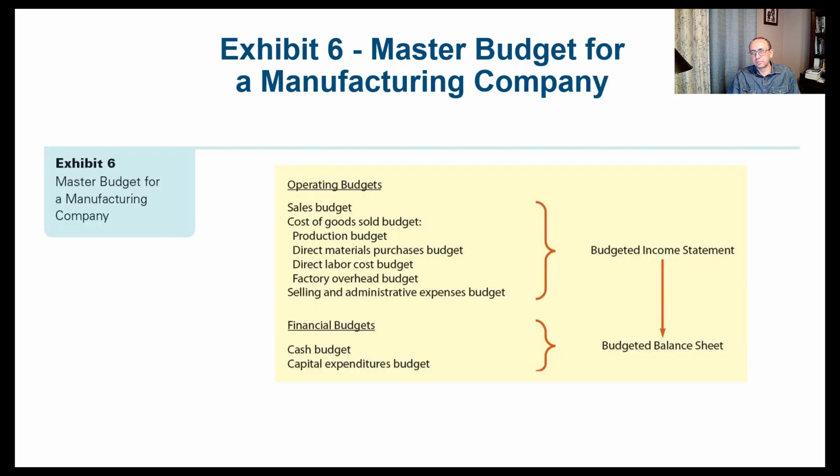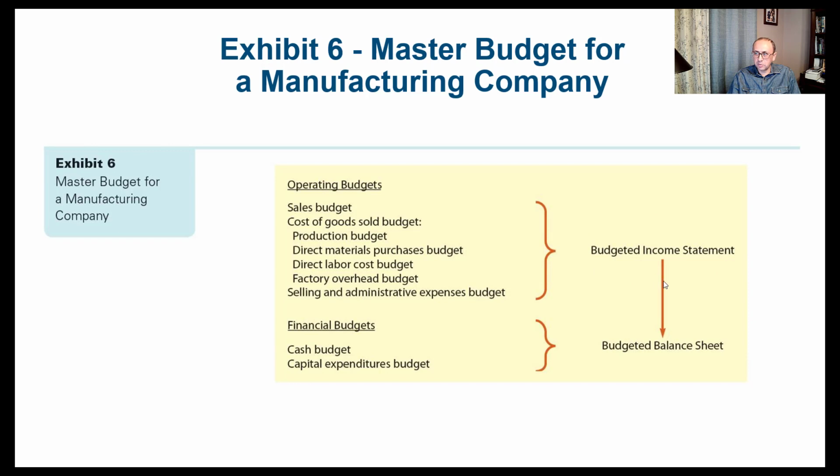So let's see that. So again, we have two under the master budget. For a manufacturing company, we have operating budget and we have the financial budget. Under the operating budgets, we have things like the sales budget, the cost of goods sold budget with its component, things like the production budget, the direct material purchases budget, direct labor cost, factory overhead, and the selling and administrative expenses budget. So when we put all these together, we'll be able to prepare the budgeted income statement.